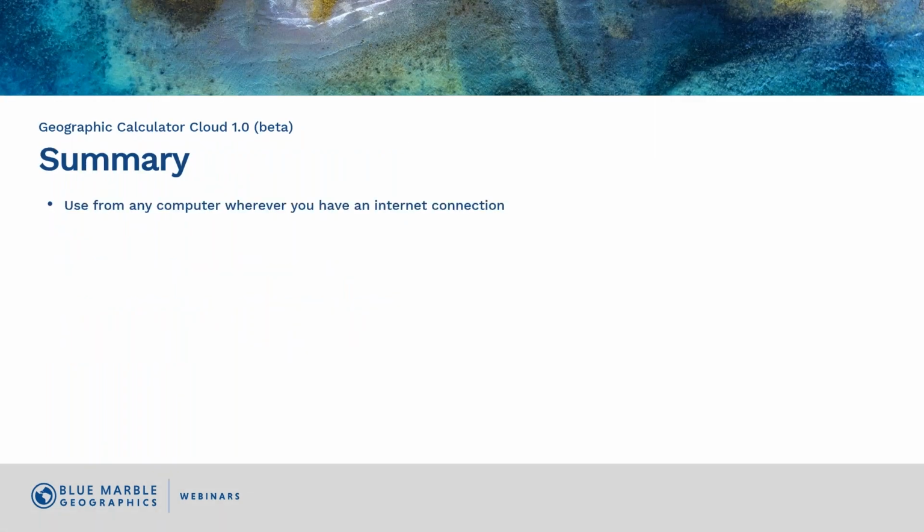Okay, and just to quickly summarize, why would you use this product? You can use it from any computer, wherever you have an internet connection, unlike having to install on the desktop and then license that one product on each different machine. If you bought 3 licenses, you would have to install it on 3 different computers. Here, you would just go to a URL and sign in with your user ID, maybe give an order number, and you're off and running.